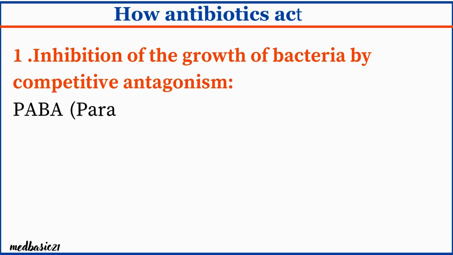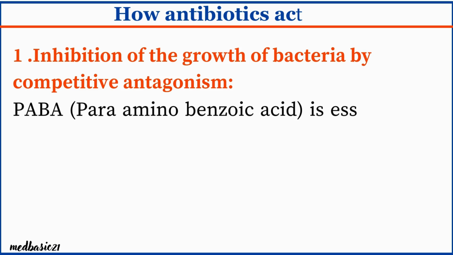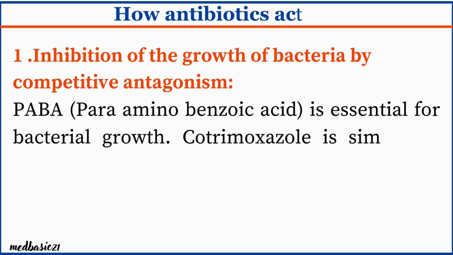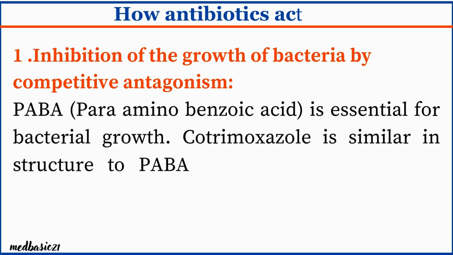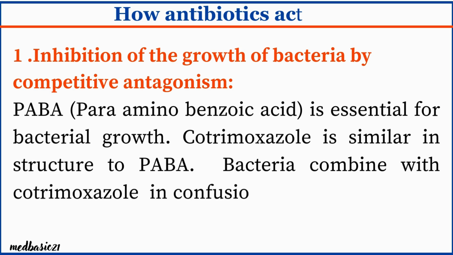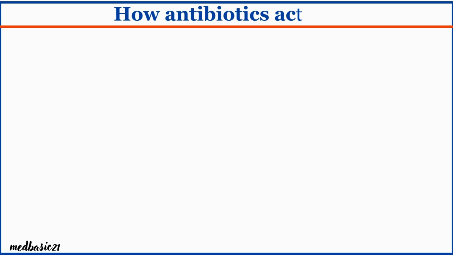Inhibition of the growth of bacteria by competitive antagonism. PABA, para-aminobenzoic acid, is essential for bacterial growth. Like cotrimoxazole is similar in structure to PABA. Bacteria combine with cotrimoxazole in confusion. As a result, growth is inhibited.